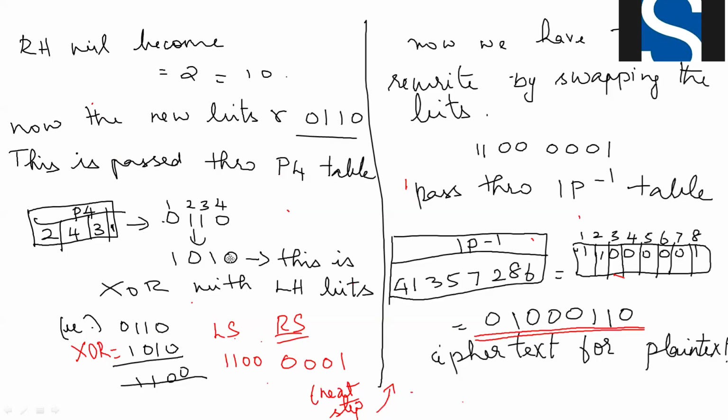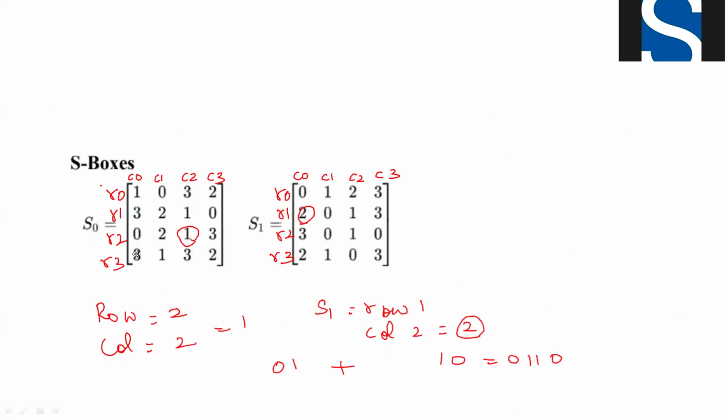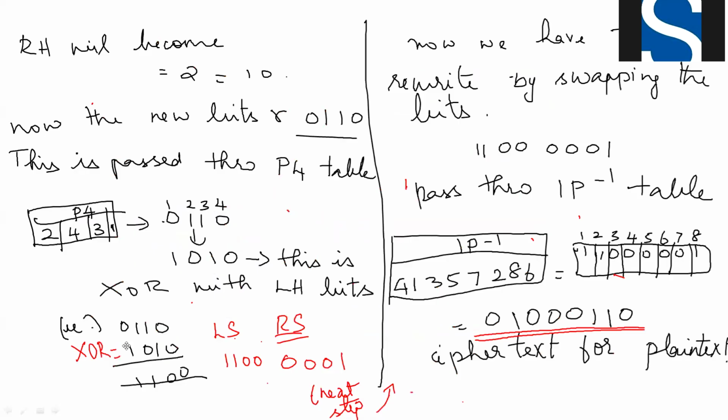Now this will be XORed with the left hand side bits, which we previously took as an input. Let us see what the left hand side bits are. Here we have 0110. So 0110 will be XORed with this 1010, and we'll get the value 1100. This 1100 goes along with the right hand side bits.